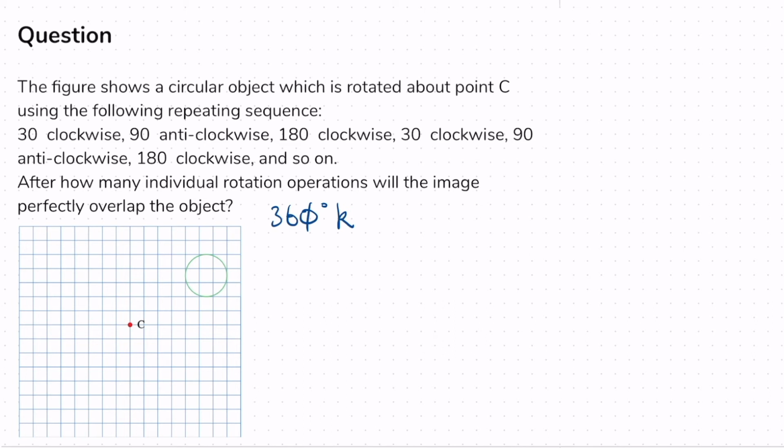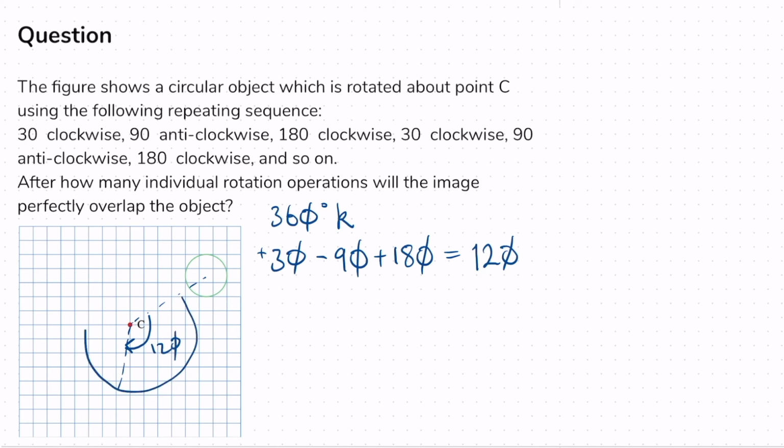And the sequence here is actually 30, 90, 180, and then it repeats. So one sequence, one repeating pattern, is 30, we're going to call that plus 30 for clockwise, goes back 90, and goes forward 180. 30, well, that gives us 120. So this is going to go around, this starts here, it's going to go around 120 each time.